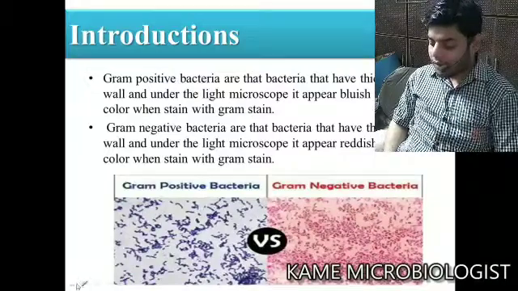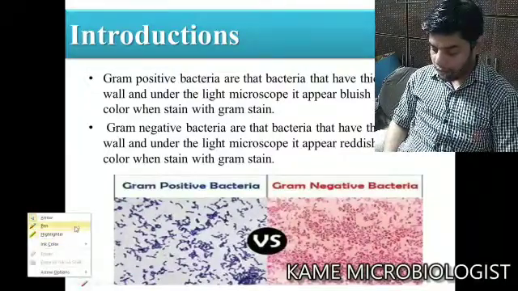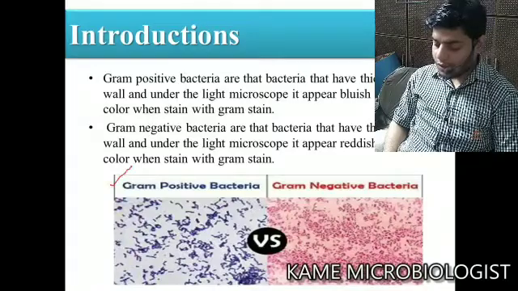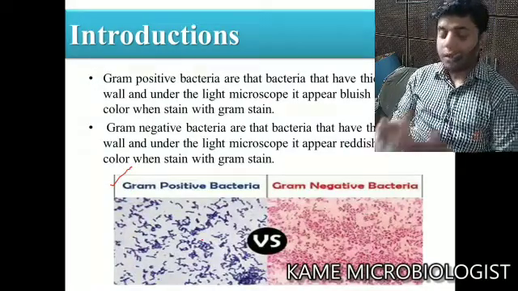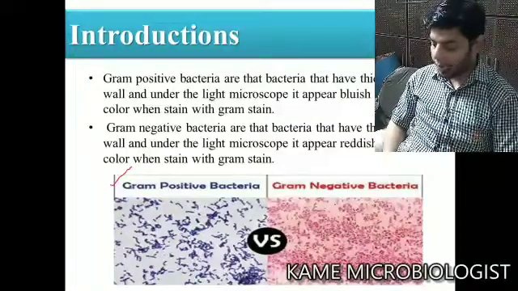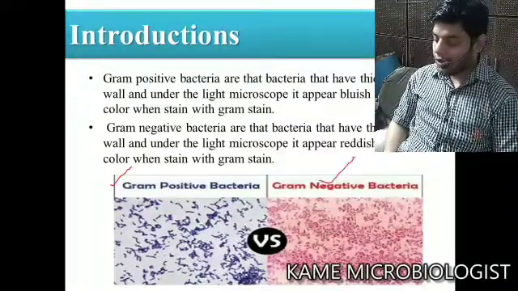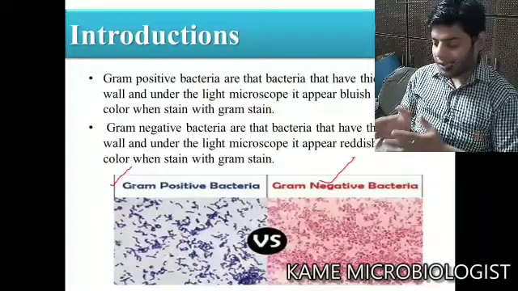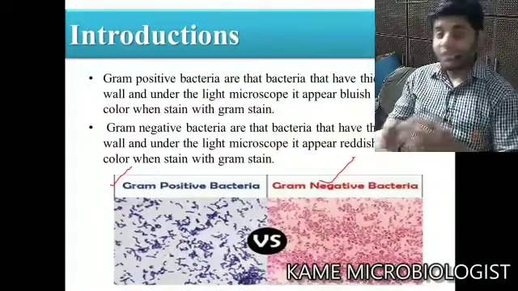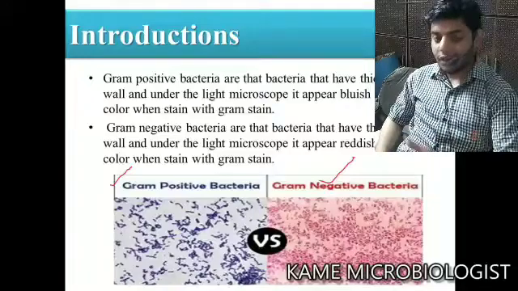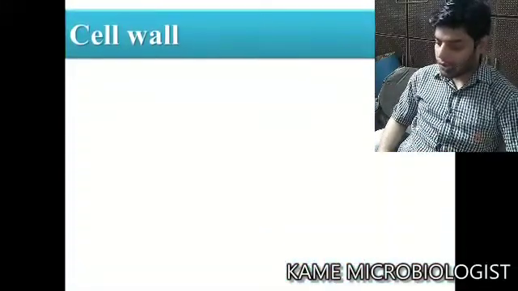Now as you can see, this one is the gram positive bacteria which is bluish purple in color under the light microscope when we stain it with gram stain, and this is the gram negative bacteria which appears reddish pink in color under the light microscope when we stain it with a gram stain. Okay, so this is the difference between gram positive and gram negative bacteria.